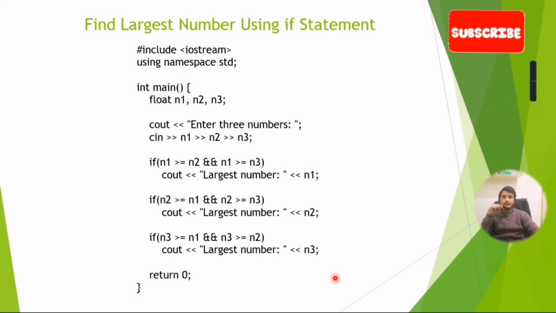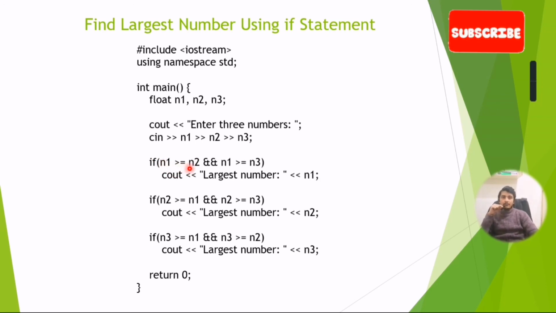Find the largest number using if statement. This is the standard procedure of writing it. Int main, we are going to write the main function, and then we are assigning three different variables. The type of the variable is float. Float means numbers other than integers, like recurring decimal fractions, like 1.333, 1.345, something like this. We are going to assign float type variables n1, n2, n3. So output, enter three numbers, then read the three numbers.